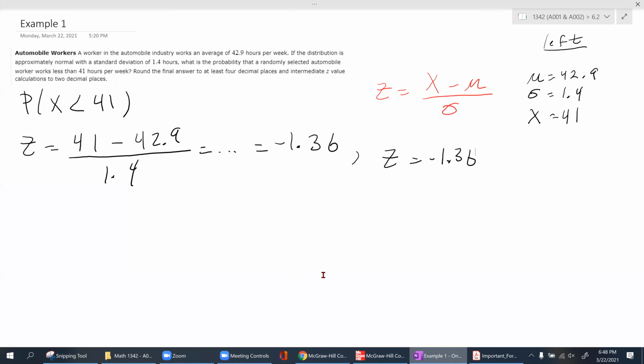So the z-value that we got was negative 1.36. I'm sorry, guys, I lost it. The probability should be 0.0869.